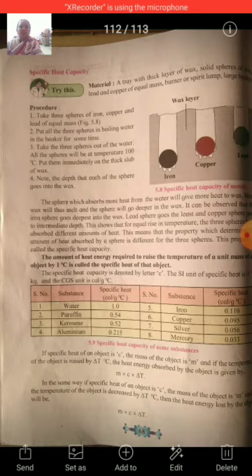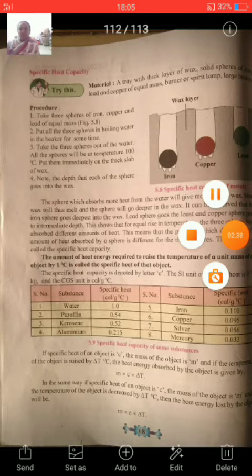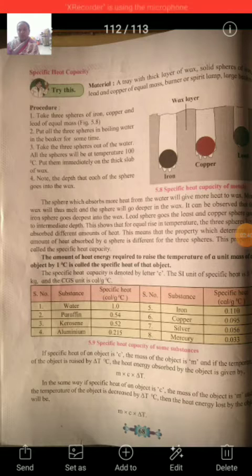Here we have to observe the depth of this sphere into the wax. We know that wax is a melting material, and due to the heat absorbed by these spheres, the wax started to melt. The sphere which absorbs more heat from the water will give more heat to the wax, and more wax will thus melt, and the sphere will go deeper in the wax. Here we see that the iron has the greater depth and the lead has the least depth. That means the iron absorbed more heat from the water and lead absorbed less heat from the water, and copper is in between them.